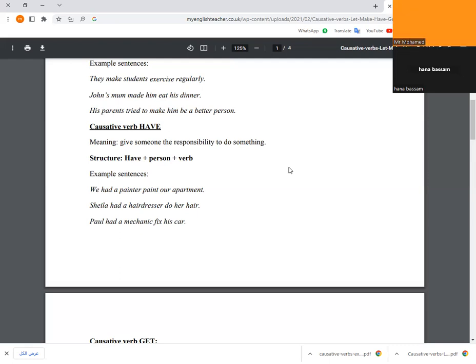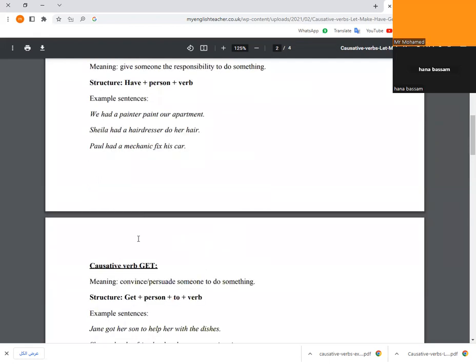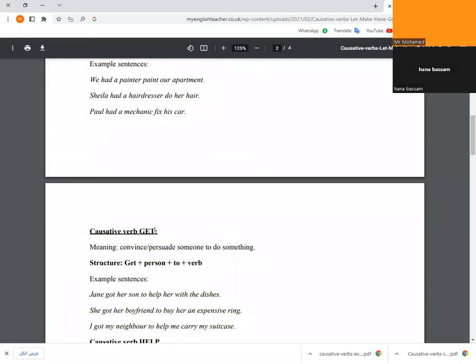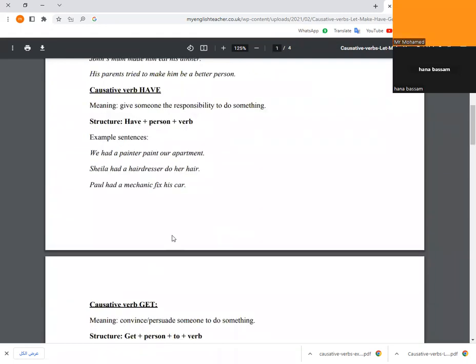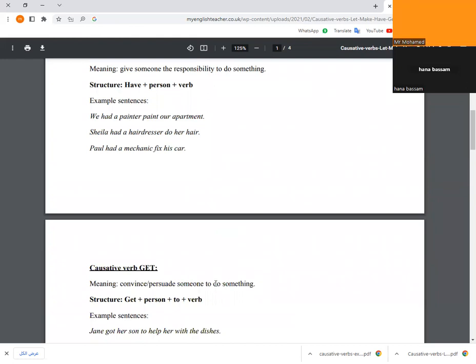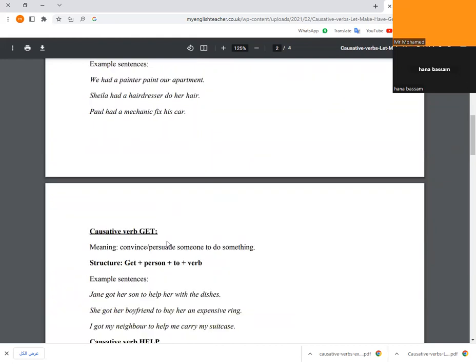The teacher had me answering the question. Okay, no problem. That's right. After have, we have another verb. The fourth verb, the causative verb get. Get is like have. They are close to each other. But get here means to convince or persuade someone to do something. It means when your parents are trying to persuade you to do something. So we can use get plus person plus to plus verb.